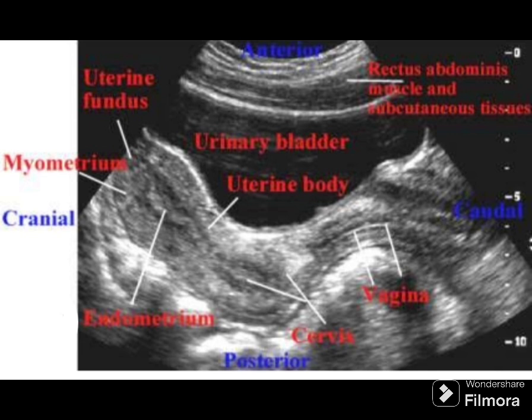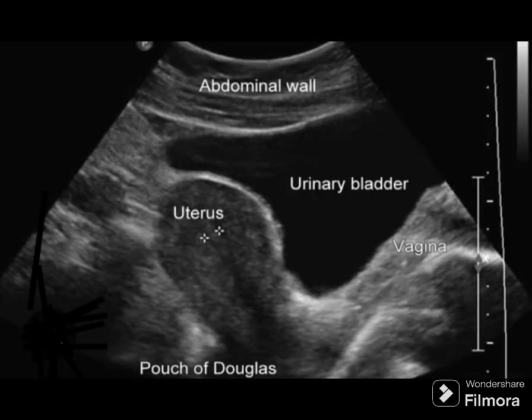Now look at this picture. There is the urinary bladder. Behind the urinary bladder, there is the uterus, the uterine fundus. The topmost part is the uterine fundus. Inside the fundus, there is the myometrium, endometrium, and posteriorly the cervix and vagina.